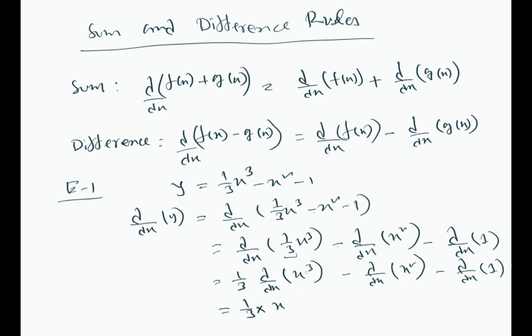Now I can write 1/3 x to the power 3 minus 1, so I need to write this power. 3 x to the power 3 minus 1 is actually 2, minus, first I need to write the power 2, x to the power 2 minus 1 is actually 1, so we don't need to write this. And the derivative of any constant is 0, so I don't need to write this. The final answer would be x squared minus 2x. If you want to simplify this, x is a common factor, so x(x minus 2). This is the final answer for this question.